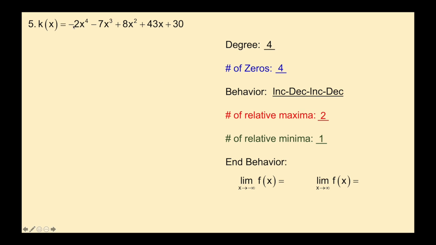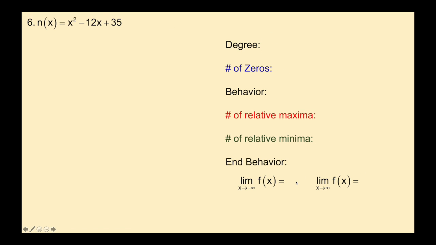Finally here, if this is negative, that means my right side is going to be negative. Then the fact that this is an even degree means that these two are going to be exactly the same. So they're both going to be negative infinity.